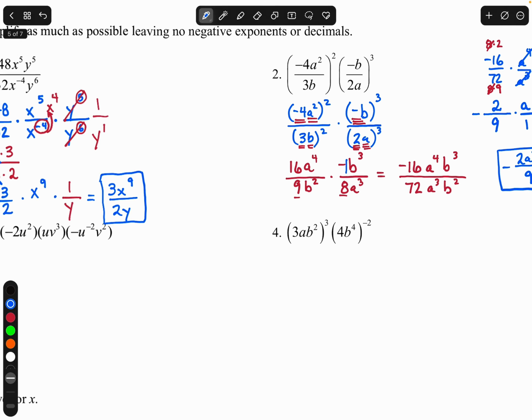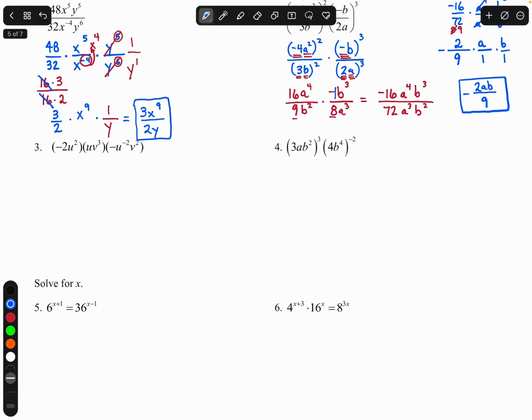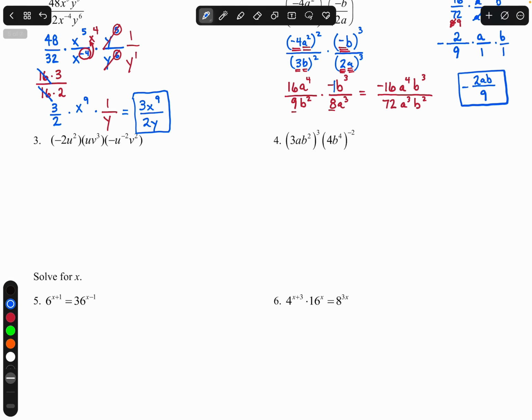All right, let's move on to problem 3. On problem 3, we have negative 2u squared times uv to the 3rd, and we have a negative u to the negative 2nd v squared. Okay, so start where you want to start. I'm going to start out here. Let's see. I'm going to go ahead and just multiply from left to right. So I'm going to do those two first.